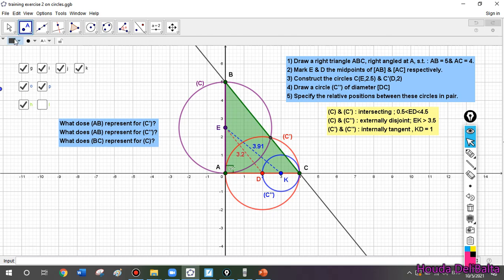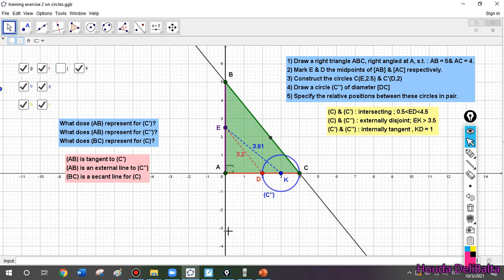Okay? So let's review them. AB, as I told you, there is a 90 degrees, is tangent to circle C prime because it's perpendicular to its diameter or its radius DA. Whatever, diameter or radius are the same. AB, according to the blue circle C double prime, is an external line. It doesn't intersect it at any point.